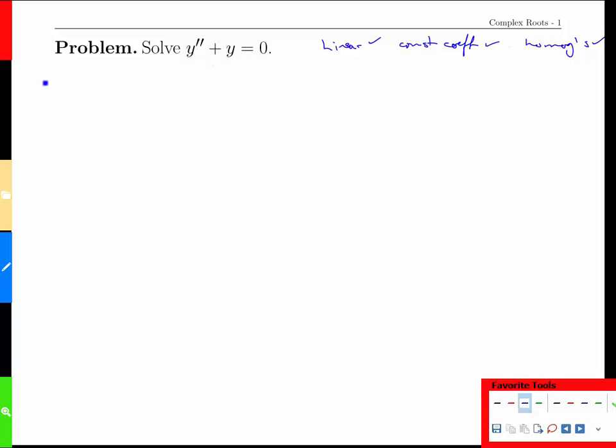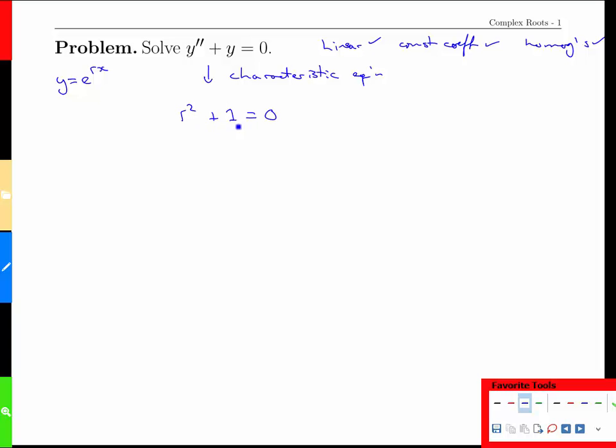So we do our usual thing. We're going to assume that y is equal to e to the rx, and when we do that, that jumps us straight to the characteristic equation. In this case, it's very simple. We have a second derivative here, so we have an r squared. There's no derivative here, but there's a 1 multiplier, so we end up simply with r squared plus 1 equals 0.